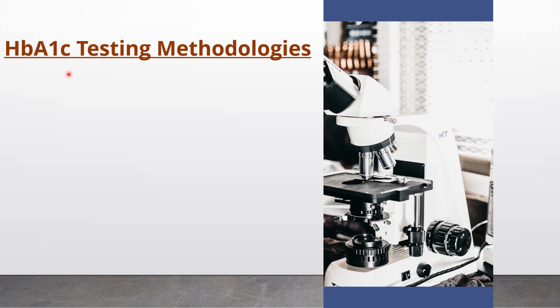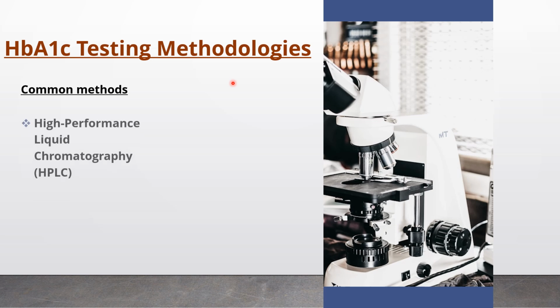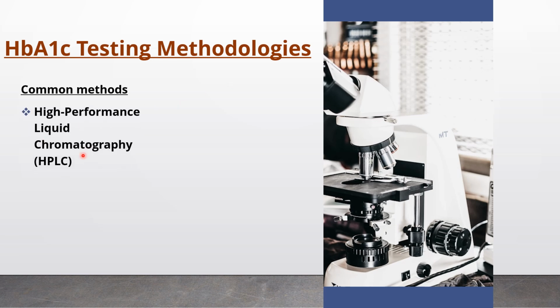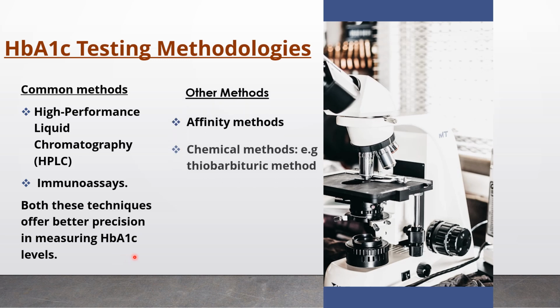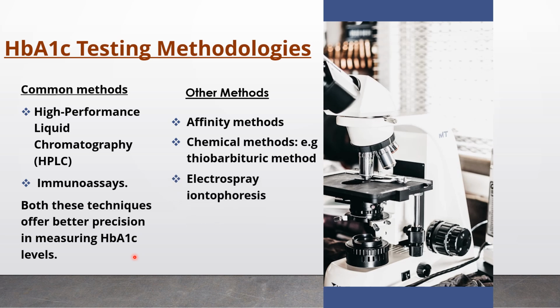Coming to HbA1c testing methods. The most common methods are HPLC and immunoassays because both these techniques offer better precision in measuring the HbA1c levels. Other methods are affinity based methods, chemical methods, electrospray iontophoresis, etc.